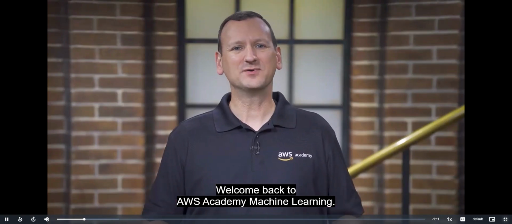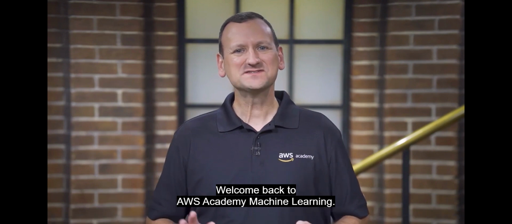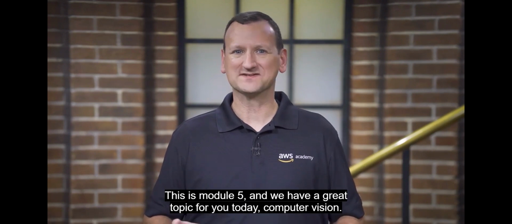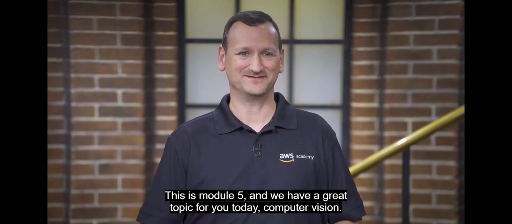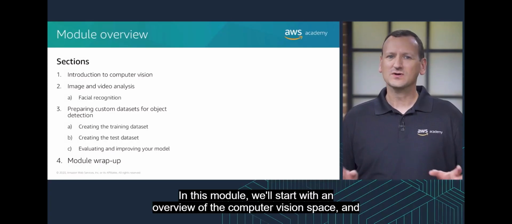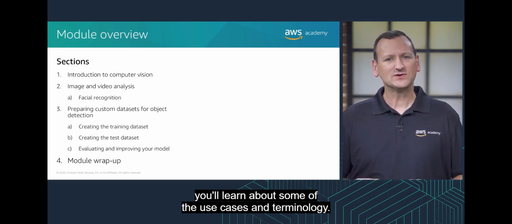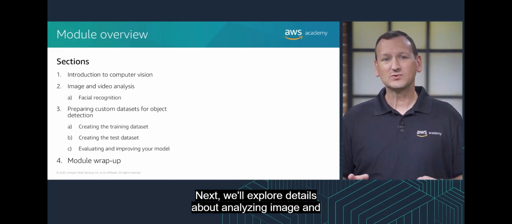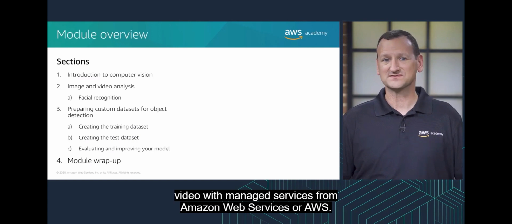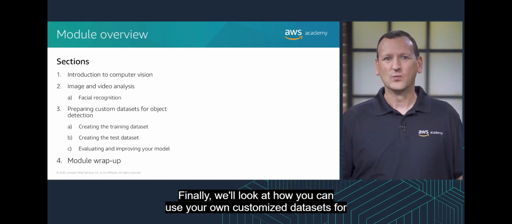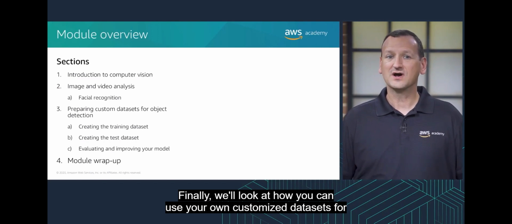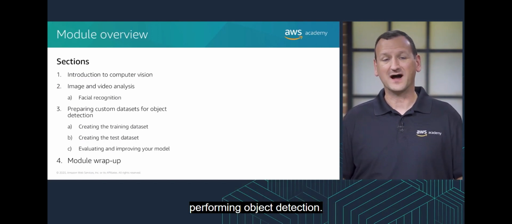Welcome back to AWS Academy Machine Learning. This is Module 5, and we have a great topic for you today, computer vision. In this module, we'll start with an overview of the computer vision space, and you'll learn about some of the use cases and terminology. Next, we'll explore details about analyzing image and video with managed services from Amazon Web Services, or AWS. Finally, we'll look at how you can use your own customized data sets for performing object detection.